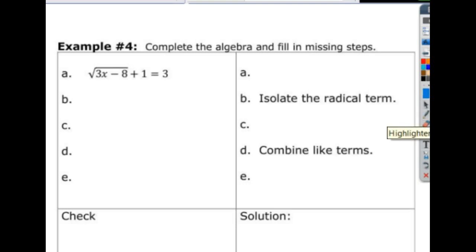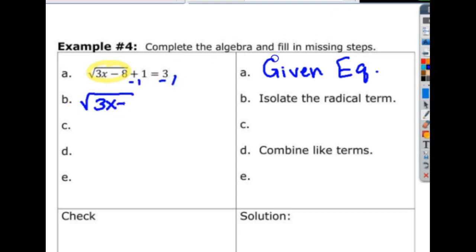Step number 1. This has to be by itself. If you have only one radical sign, it has to be by itself. How am I going to get it by itself? What am I going to do with the 1? And so this is going to be 3x minus 8 equals 2. I isolated the radical. This square root sign is on one side of the equal sign by itself. Now I need to get rid of it.